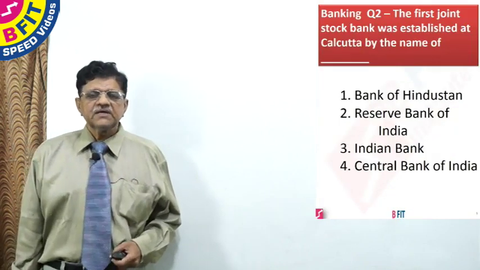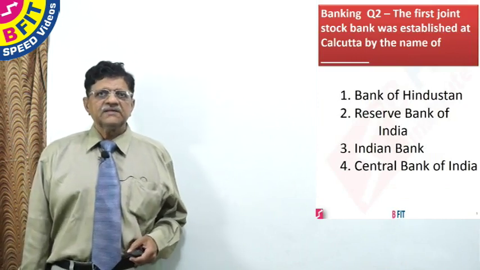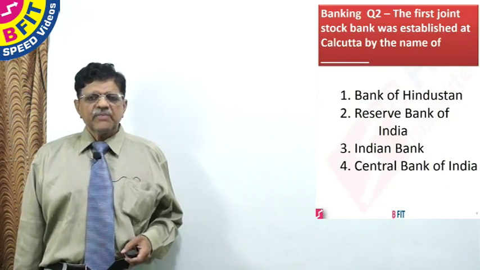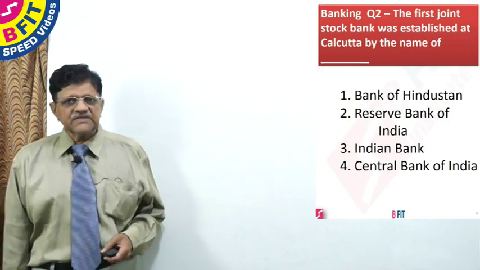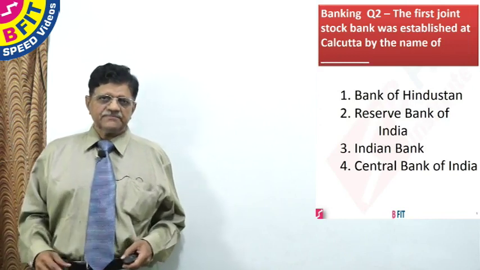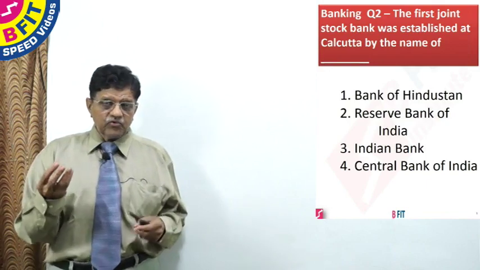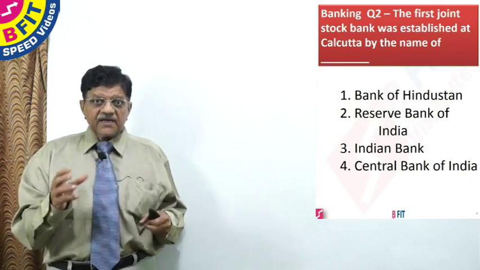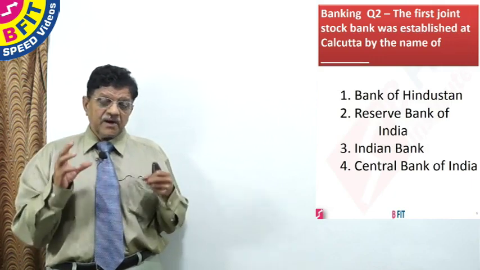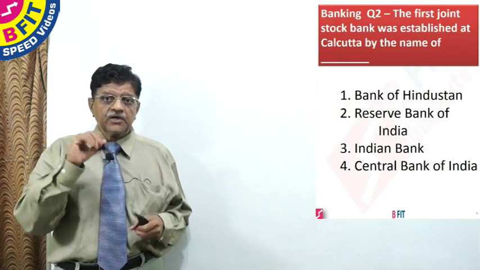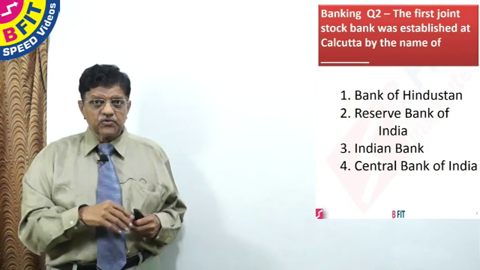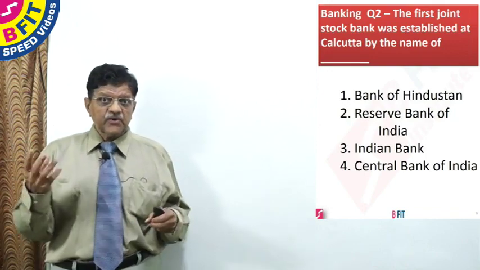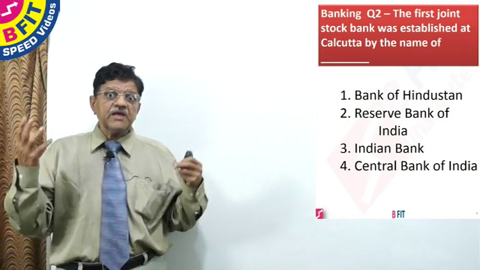The next question is, the first joint stock bank which was established at Calcutta is by what name? What is the name of the first joint stock bank started in Calcutta? It will be interesting for you to know, since I worked in Calcutta and Delhi, both cities. Calcutta was the prime commercial capital of India till 1912. Only afterwards it slowly shifted to New Delhi. So if you look at the very old history, you will find Calcutta was the headquarters of many things.